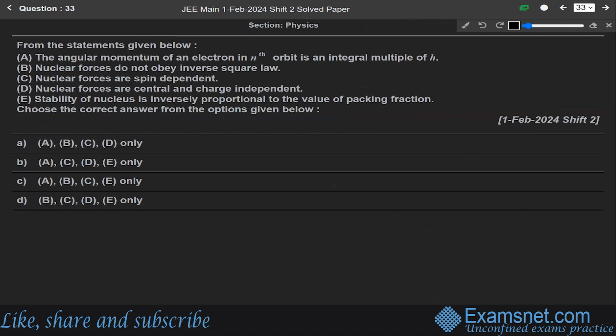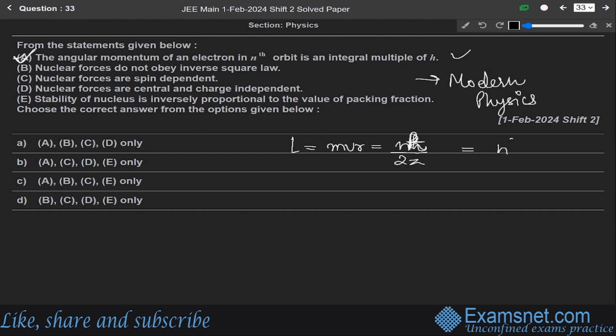From the statements given below, we have to find the correct options. Okay, so this question is from the chapter of modern physics. The first statement is that the angular momentum of an electron in nth orbit is an integral multiple of h. So this is a correct statement, since we know that angular momentum L equals mvr and it equals n h, an integral multiple of this h. And we can write it as nh over 2 pi, or nh cut.